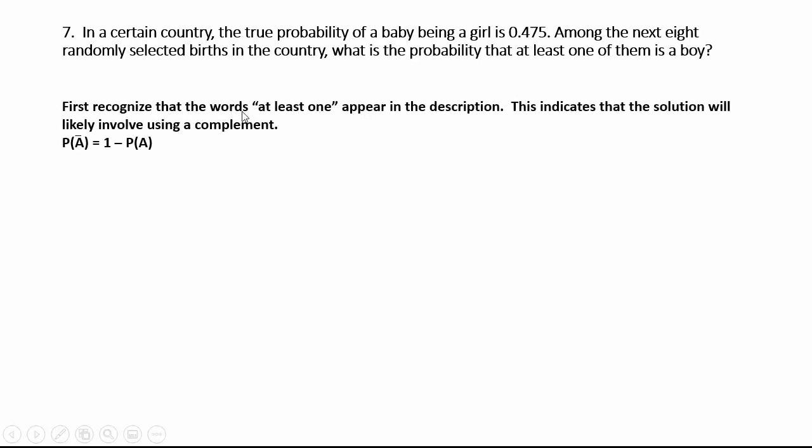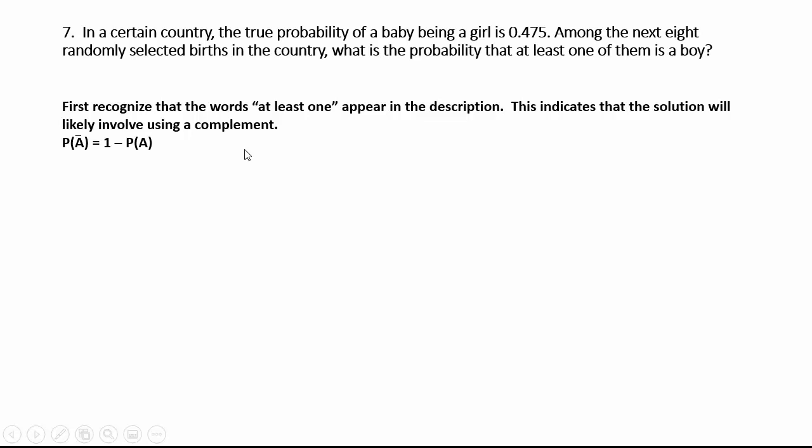So first recognize that the words "at least one" appear in this description. That indicates that the solution will likely involve, right, using a complement. If you remember what a complement is, it's 1 minus the probability of that event you're talking about. So it's kind of like the opposite of that event, whatever needs to be added to it to make 1. It's really a better way to think of it.